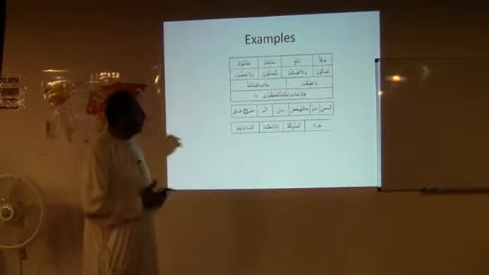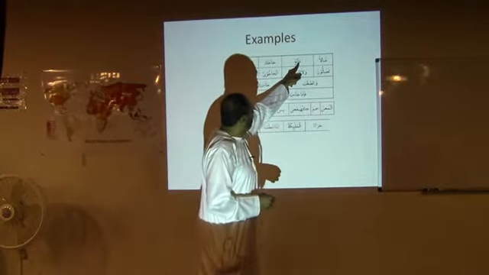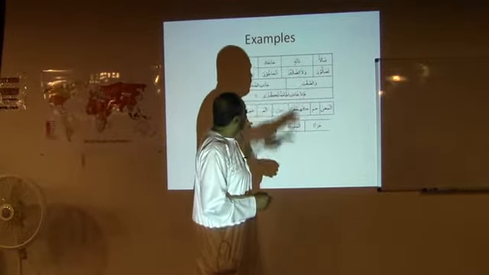I can't. Okay, it's again fatha followed by an alif. The ba has a shadda and then a ta.